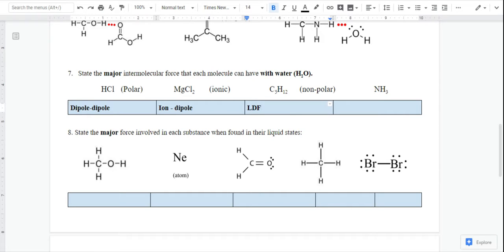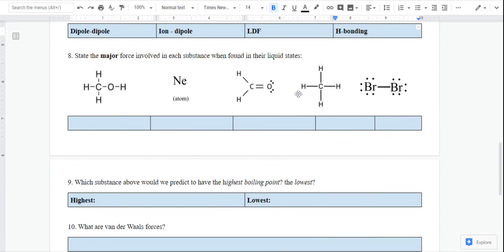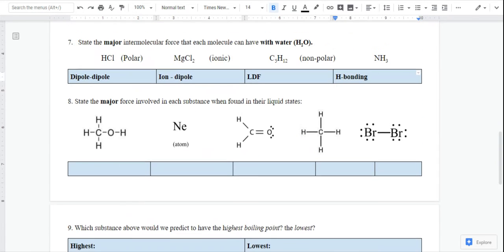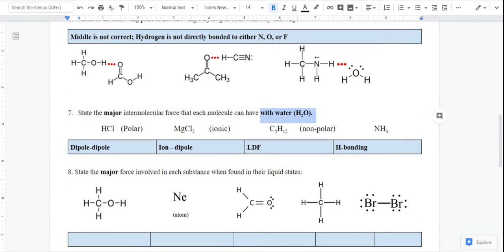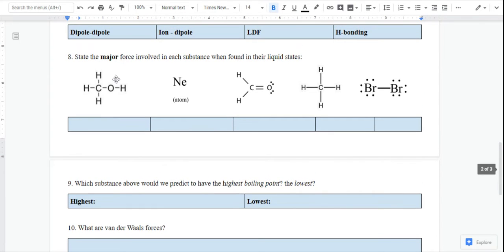And then finally, we have NH3, where ammonia has nitrogen on hydrogen, and that can hydrogen bond, and water can hydrogen bond. So this one is capable of hydrogen bonding. Next, we want to know, instead of mixing with water, what about just them by themselves? So what if we have, this is methanol. If you have liquid methanol, then what would be the intermolecular force holding it together?